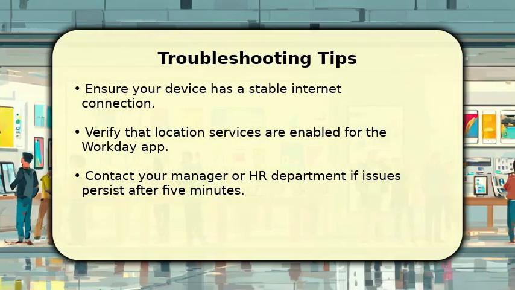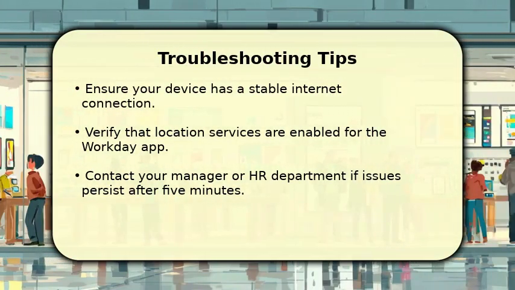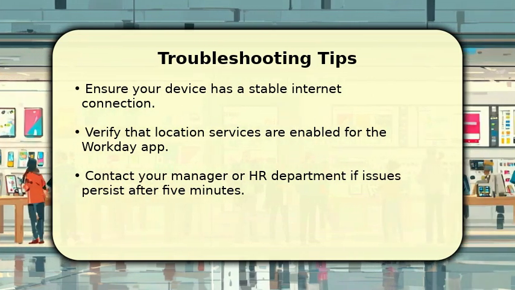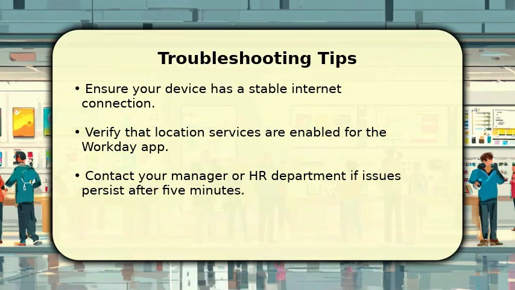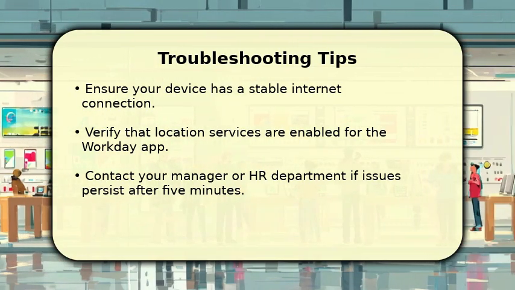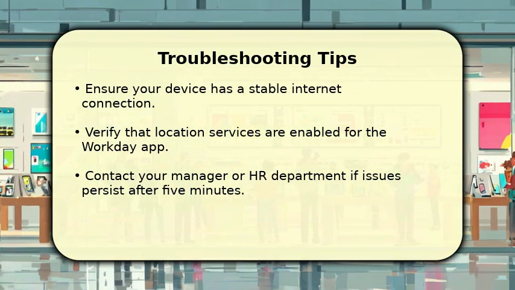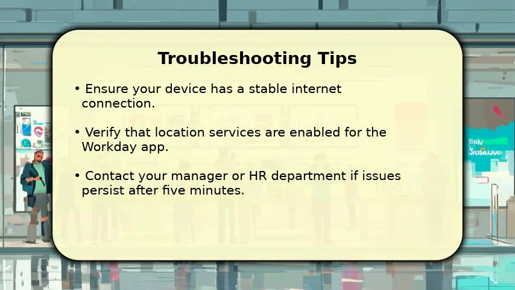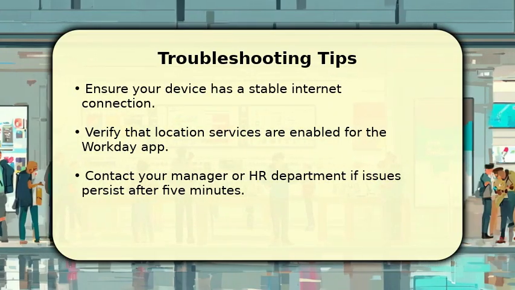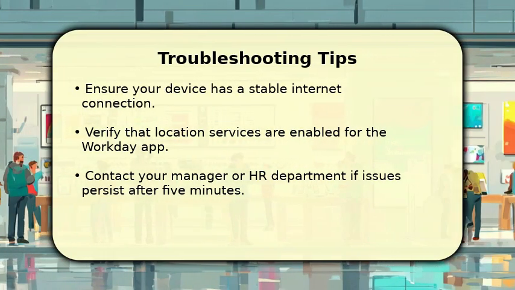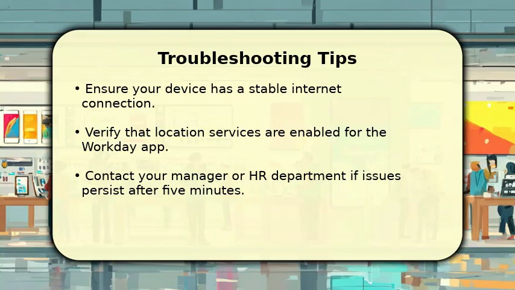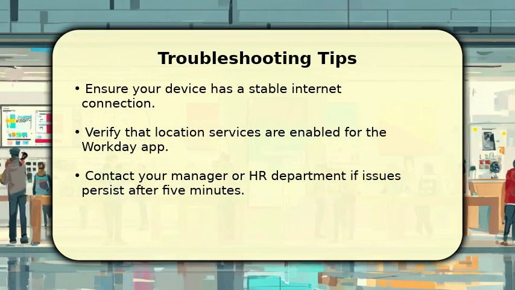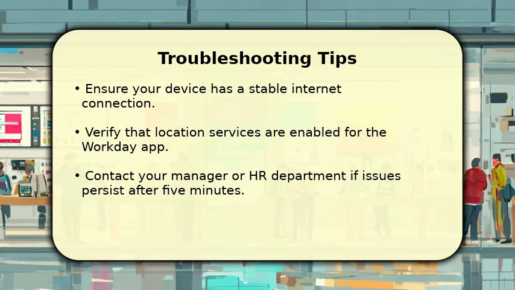Sometimes, you might encounter issues when trying to clock in. First, ensure your mobile device has a strong and stable internet connection, either Wi-Fi or cellular data. Second, verify that location services are enabled for the Workday app in your phone settings, as this is often required. If problems persist for more than 5 minutes, or if you receive an error message, please contact your manager or Human Resources department immediately for assistance. They can help resolve technical glitches.